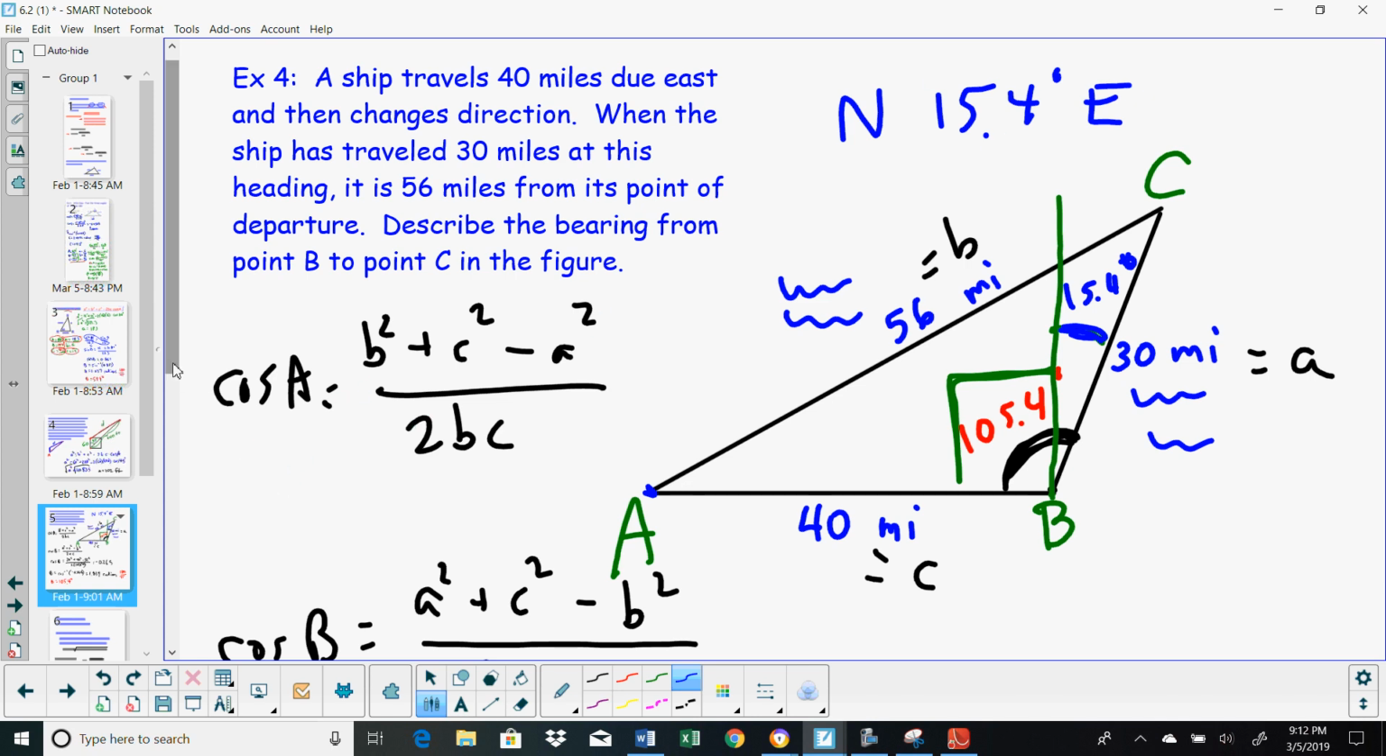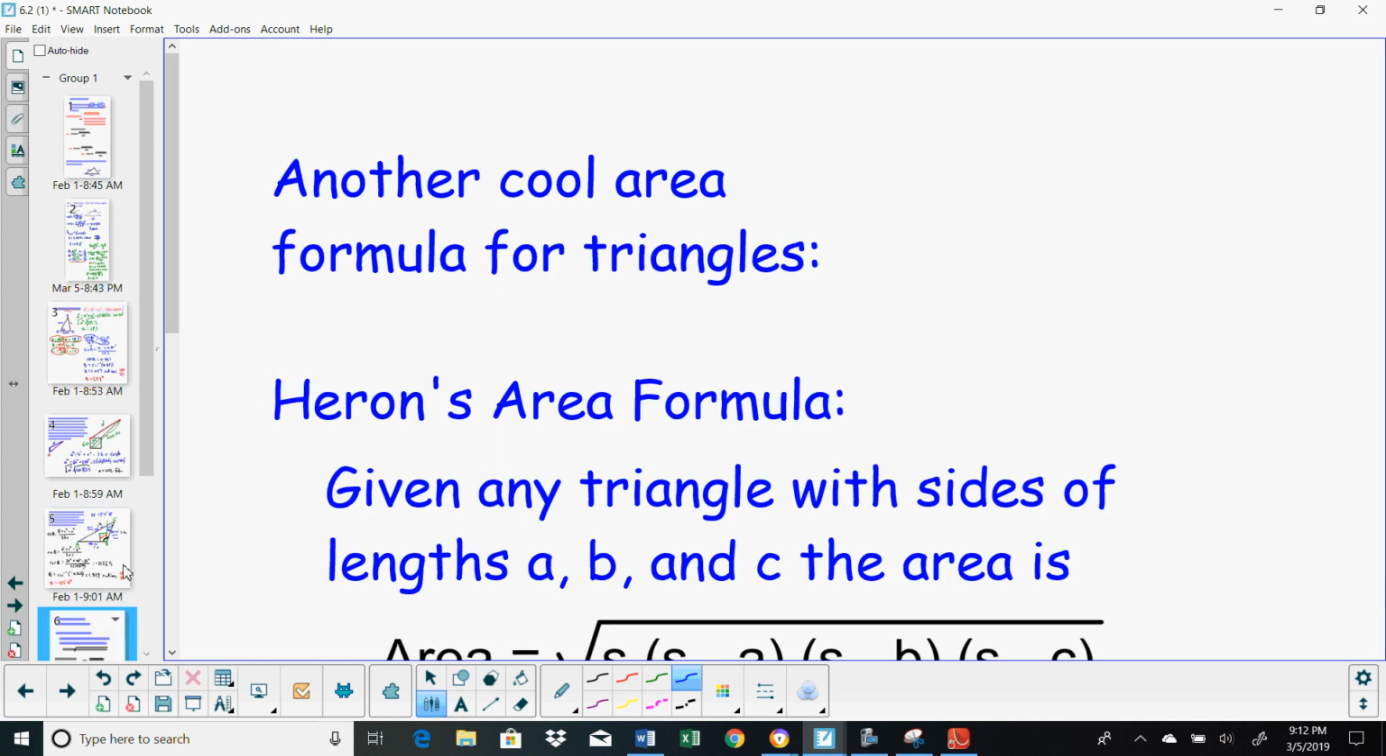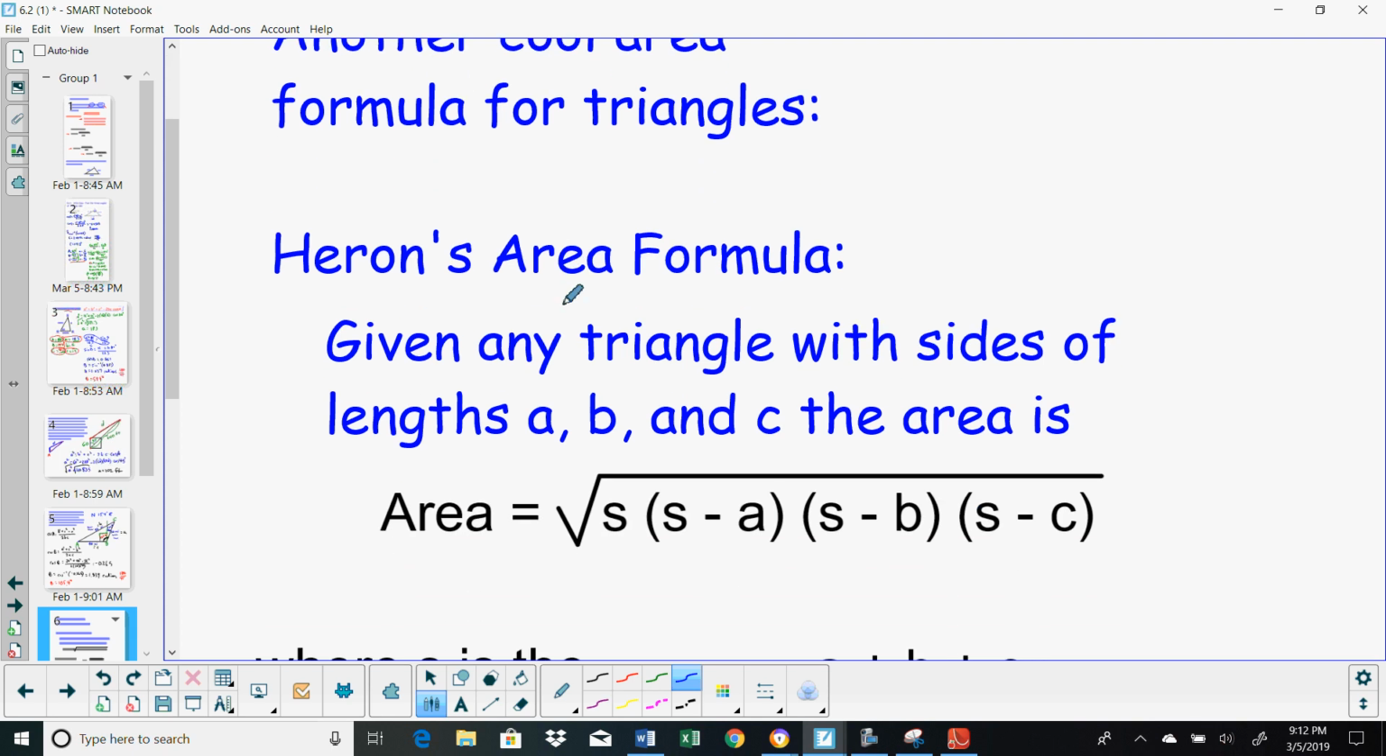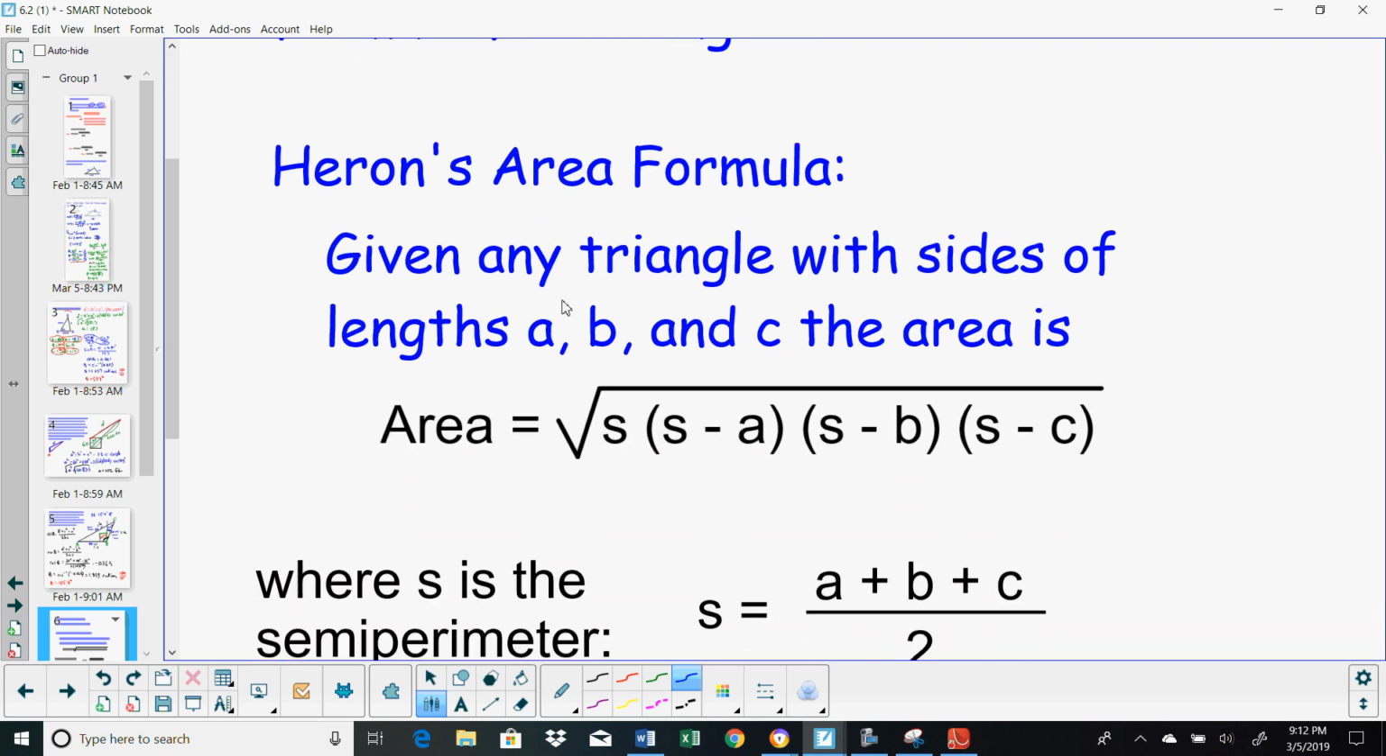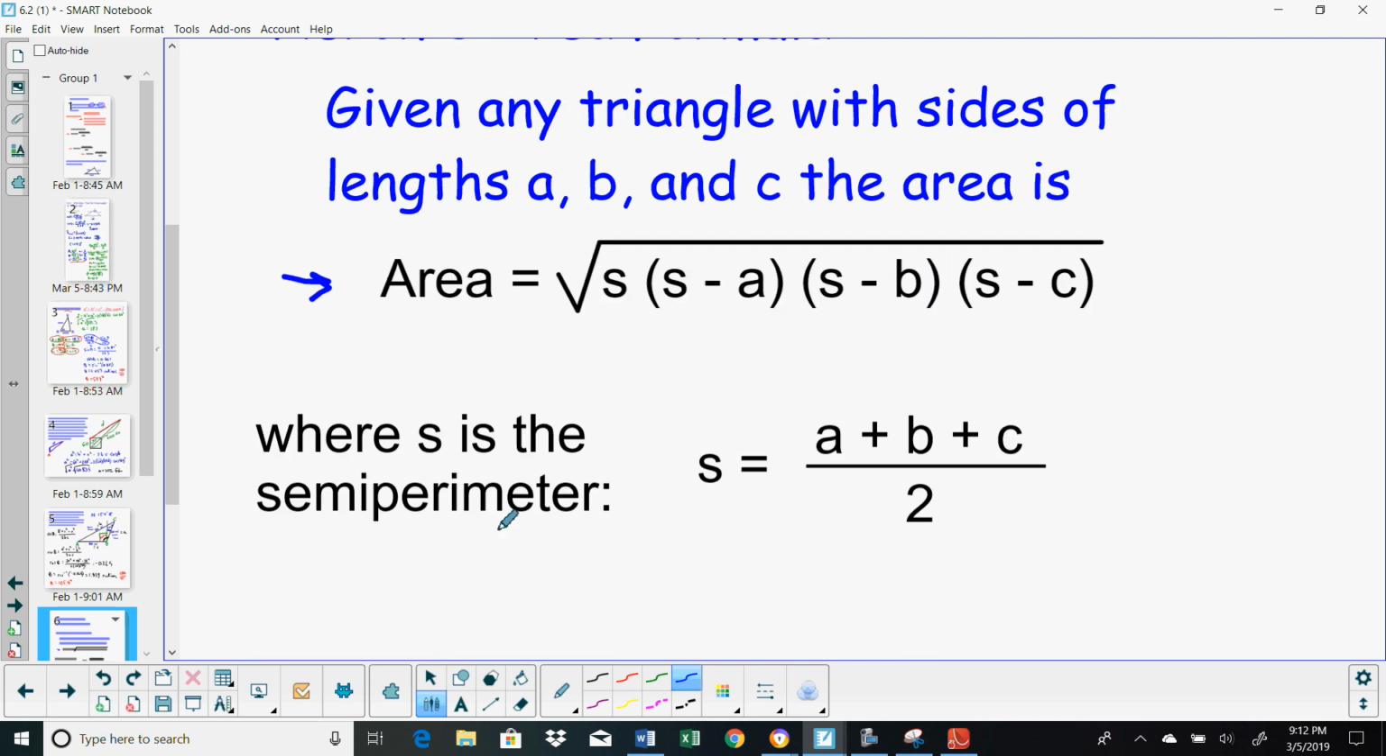One last thing to talk about from this section, and that is another cool area formula for triangles. This one is called Heron's area formula, and it goes like this. Given any triangle with sides of lengths A, B, and C, the area is the square root of S times S minus A times S minus B times S minus C, where S is the semi-perimeter. What's a semi-perimeter, you ask? It's just half of the perimeter. So take the perimeter, A plus B plus C, and divide by 2.